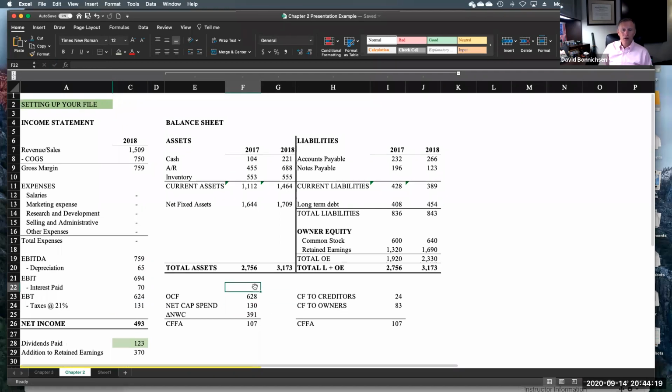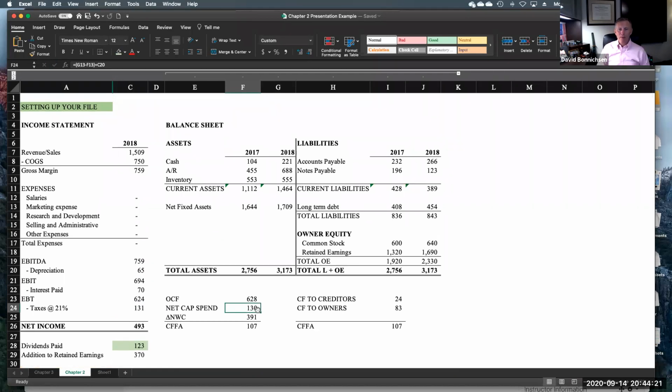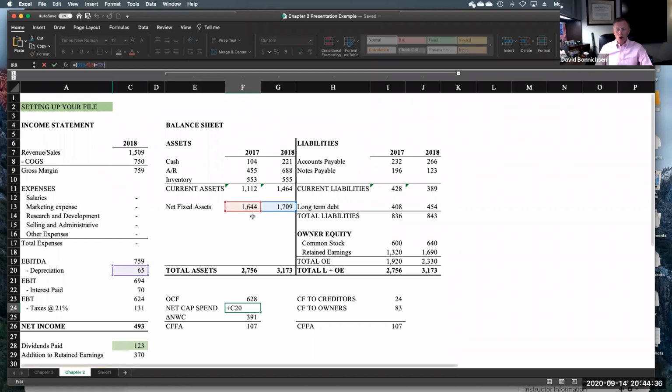Okay. Net capital spend: how much money did we spend adding to our fixed assets? So we have a year-over-year change in our fixed assets. 1709 minus 1644, we added to our fixed assets. We used cash to add to our fixed assets. But remember, net fixed assets are book values, which contain that non-cash depreciation item.